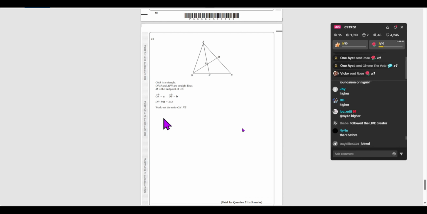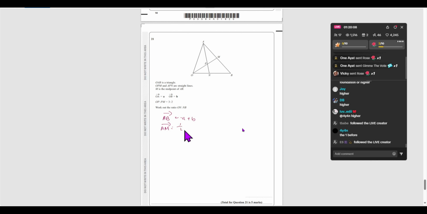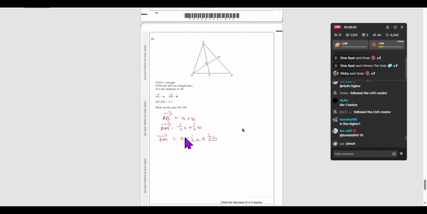So, A to B is equal to minus a plus b, right? And then A to M is equal to minus half a plus half b. Then O to M will be equal to a minus half a plus half b. When you simplify, you will get half a plus half b.